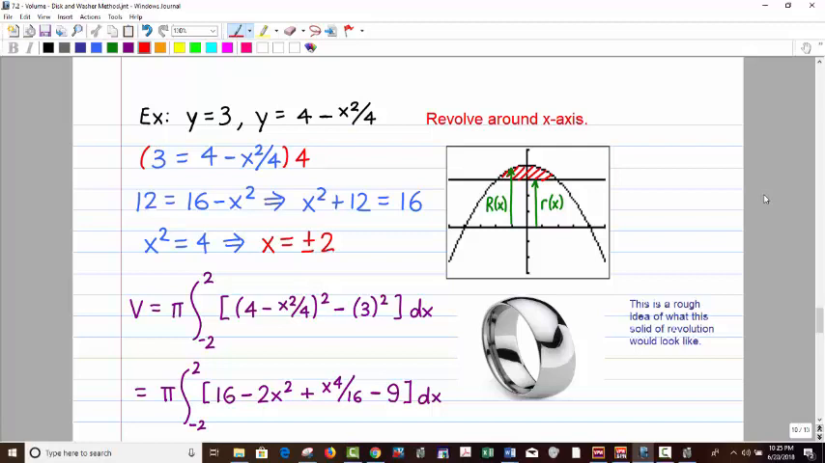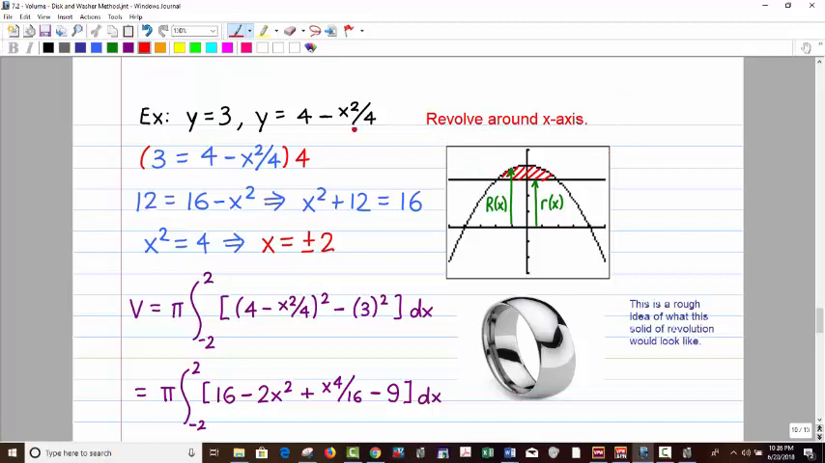You can still do it with only half of it, but obviously this is going to double your answer, because now we're including both sides, and it's going to revolve the whole thing. So the parabola is y equals 4 minus x squared, and then y equals 3 is our other line. We're still revolving around the x-axis.